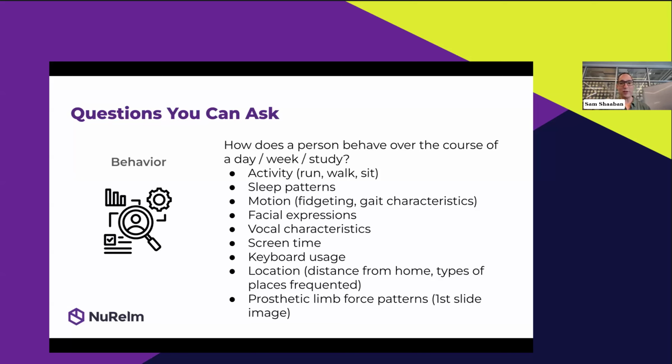But you can also measure things like facial expressions now and voice characteristics. You can measure stress in voice characteristics or affect in facial characteristics. Screen time is something that I think a lot of the devices that are out there are measuring now. You can measure keyboard usage and come up with ideas based on the patterns there. And then you can look at things like location and come up with really interesting features like how far somebody goes from home in a particular day. And, like I mentioned before, you can look at prosthetic limb force patterns, sort of a thing that we never thought about until we worked on a project that did it. But lots and lots of interesting behaviors that you can measure.